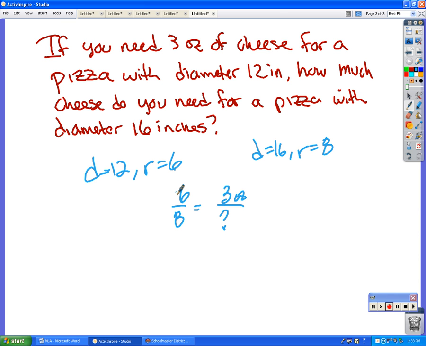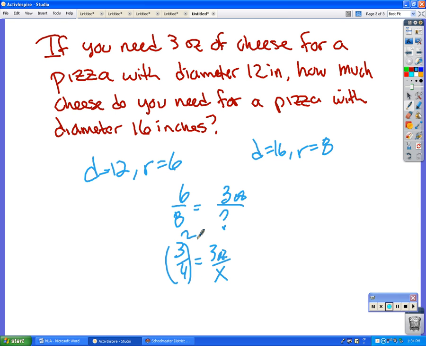So 6 over 8 reduces to what? 3 over 4, okay? So the ratio of the radii of the 2 pizzas is, really, 3 over 4. But again, since we're dealing with area here, I am not going to go 4 times 3 and then divide it by 3. What do I have to do with this first? I have to square it.